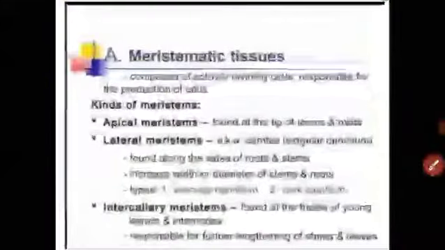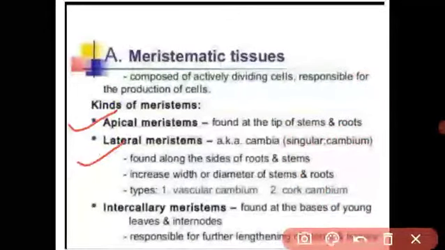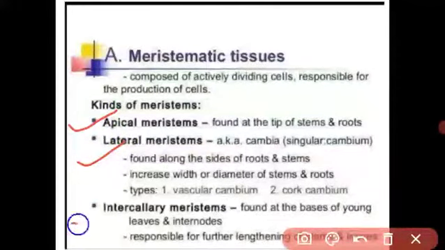Three types of meristematic tissue: apical, lateral, which is also called the cambium, and intercalary.